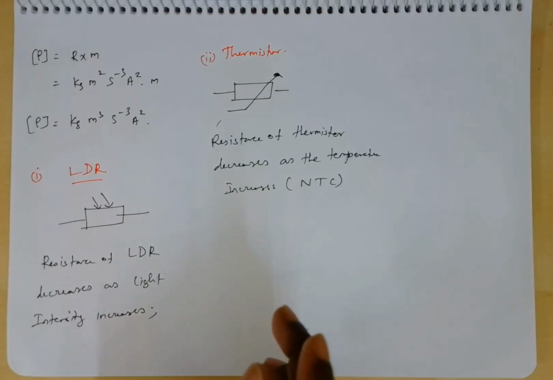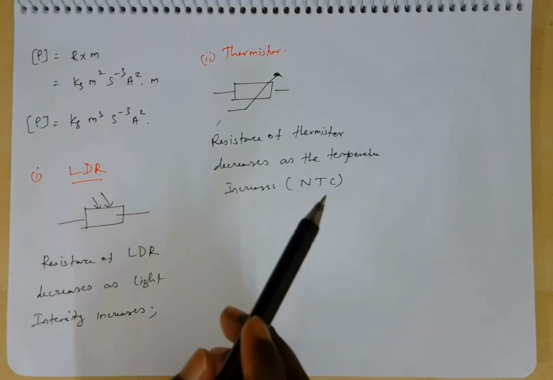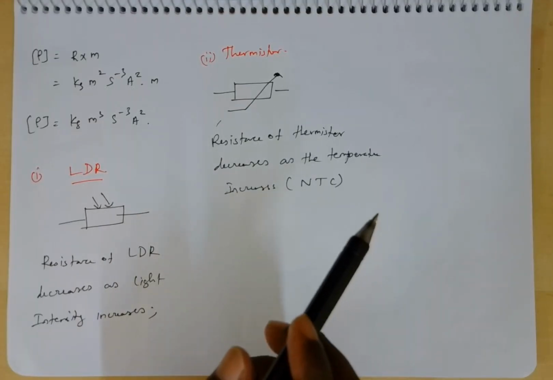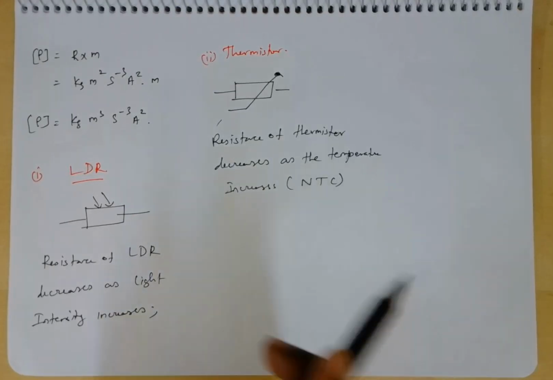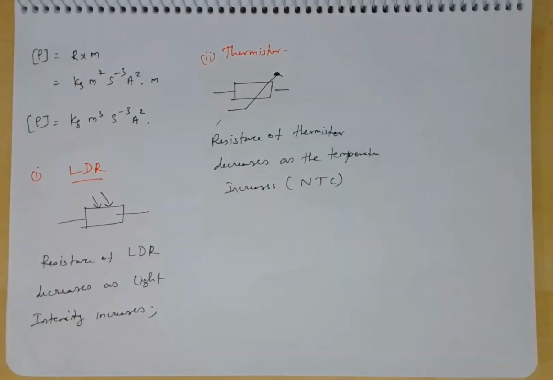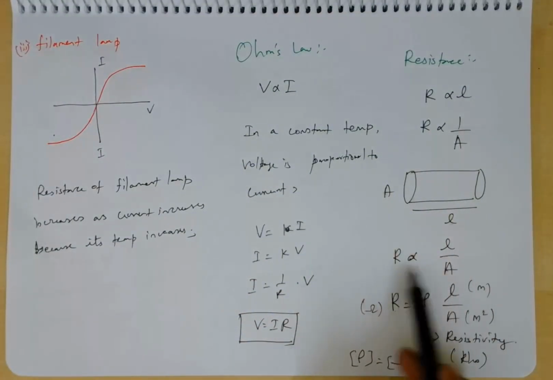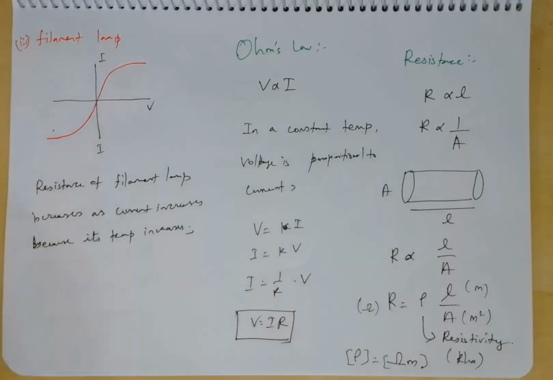Okay. So that's all with the syllabus chapter 9. I just want to do problems only with this one. R equal to rho L by A.